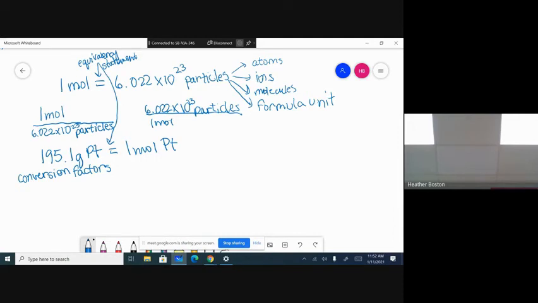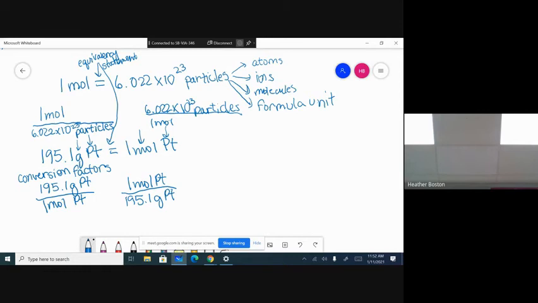So 195.1 grams of platinum in 1 mole of platinum. The other conversion factor would be 1 mole of platinum has 195.1 grams. So my units are grams and moles. Those are the two units in this conversion factor. And my labels, we're going to call them, are the platinum.